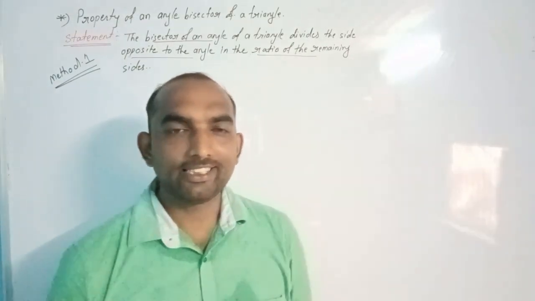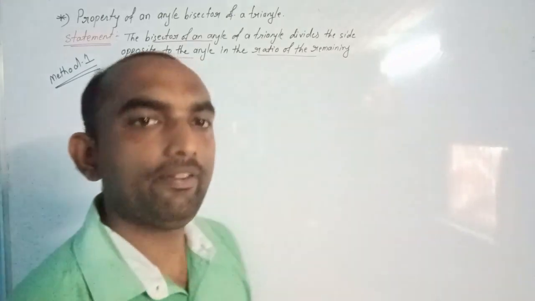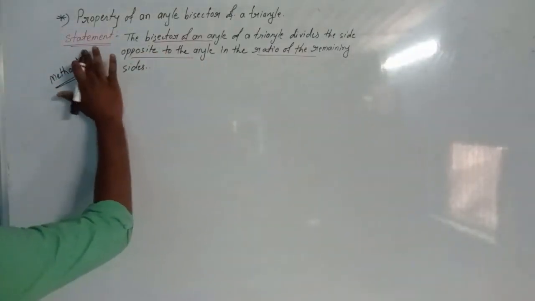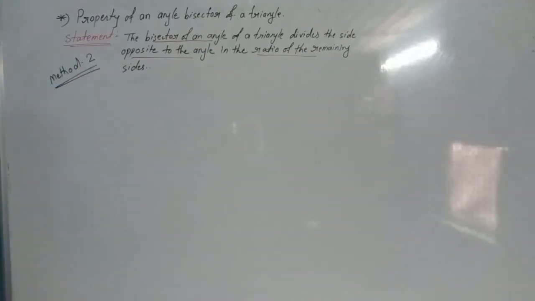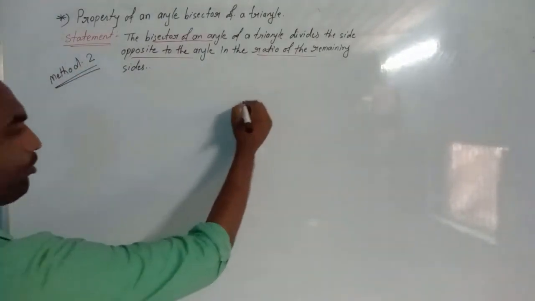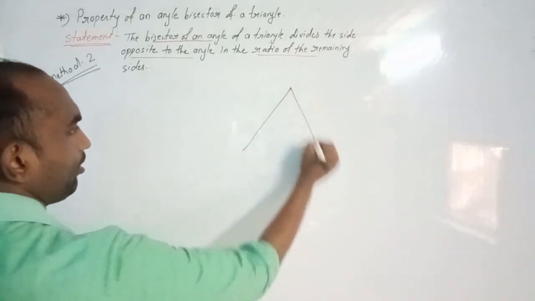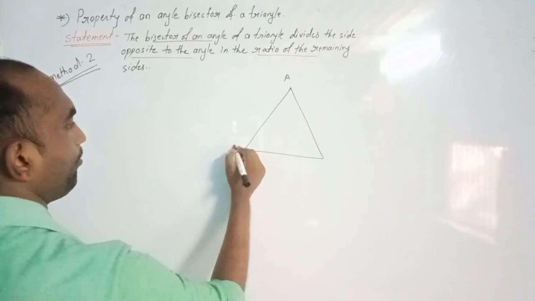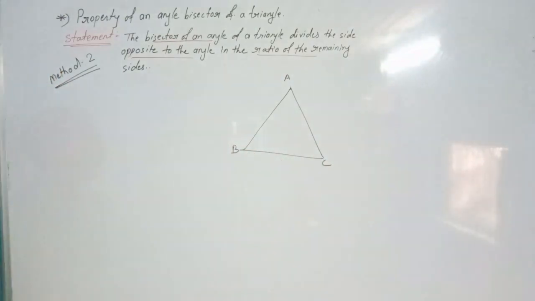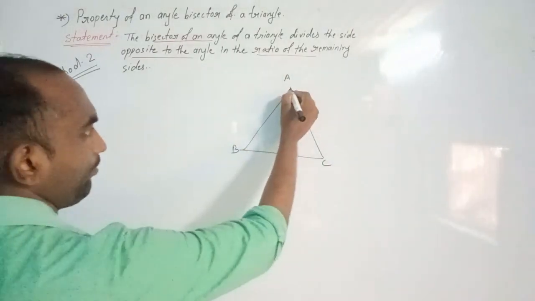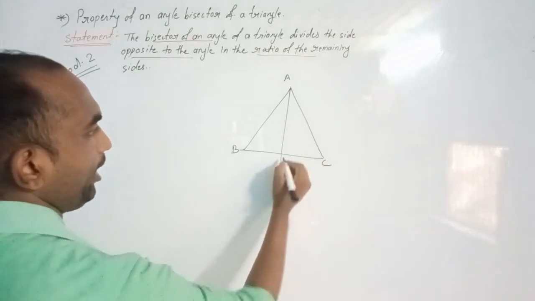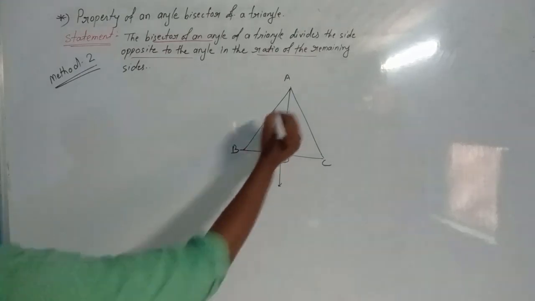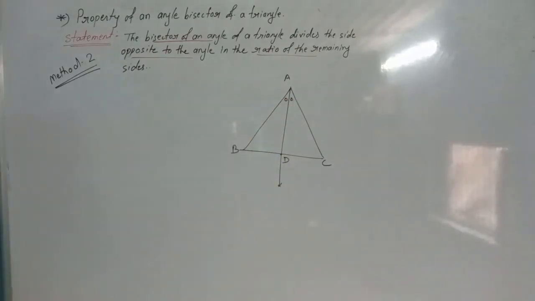Okay, so let's start the same theorem but with a different method. So that is method number 2. So again the same theorem. We have to draw one triangle. I draw one triangle, that is ABC. Okay, and here on one side we will draw the bisector of angle A. So bisector, so this angle and this angle are equal parts.